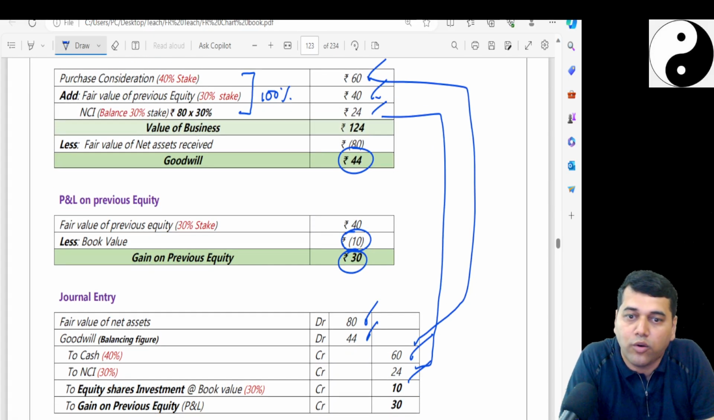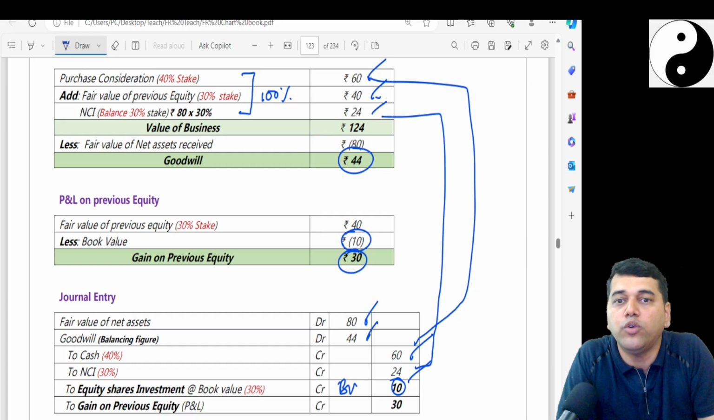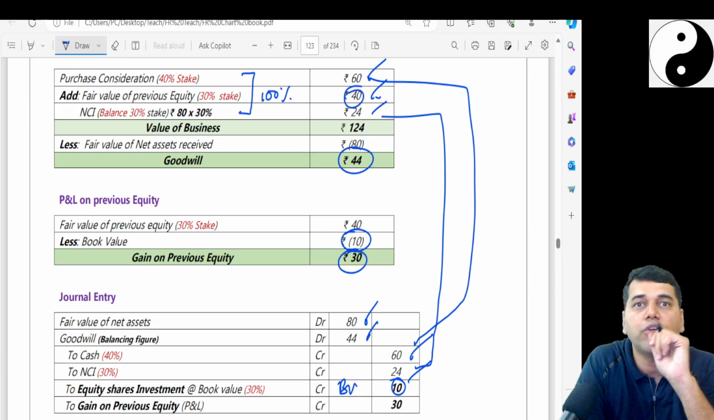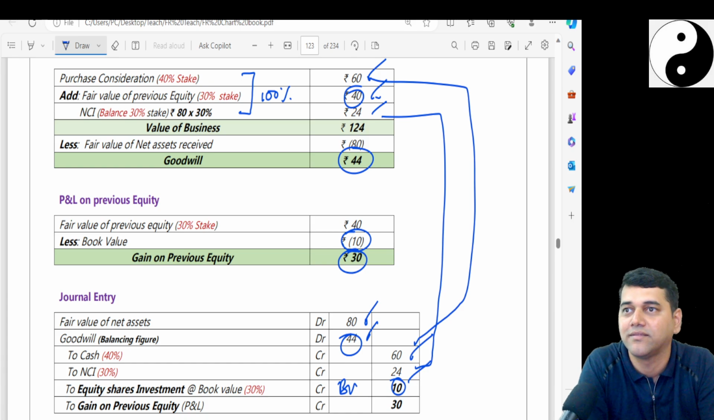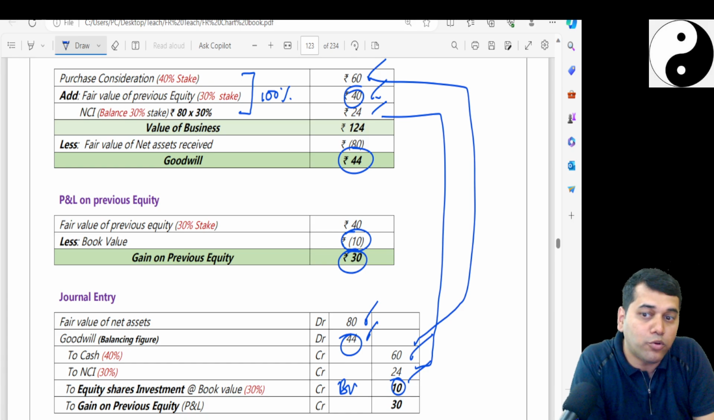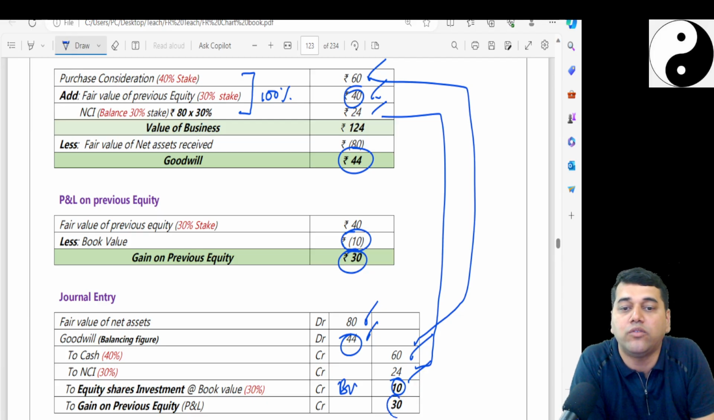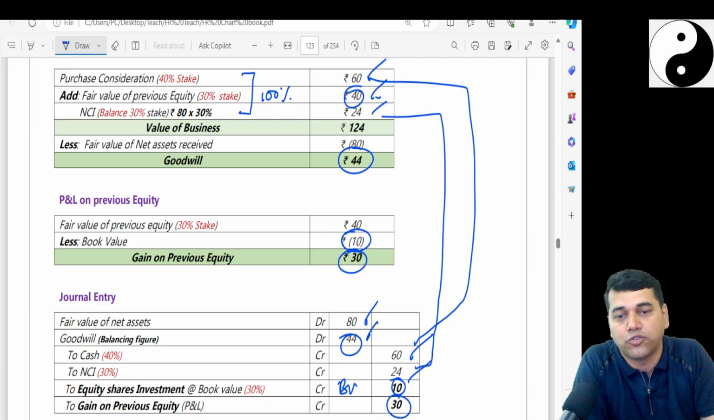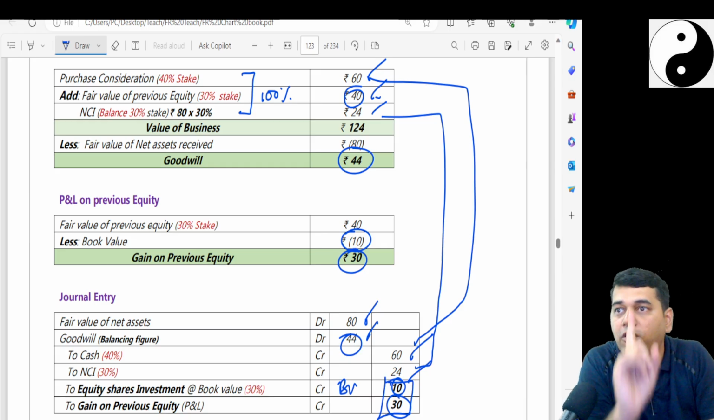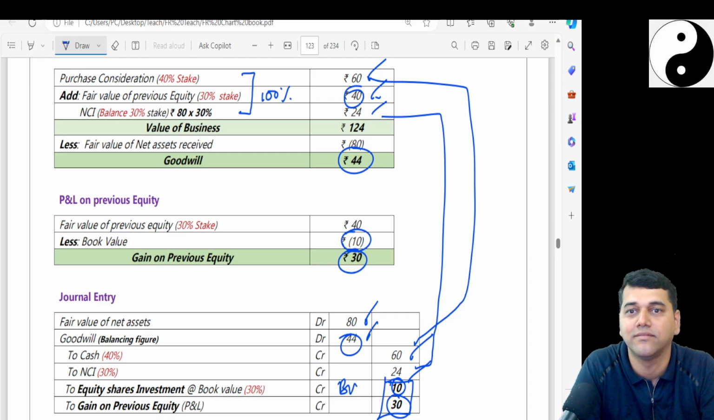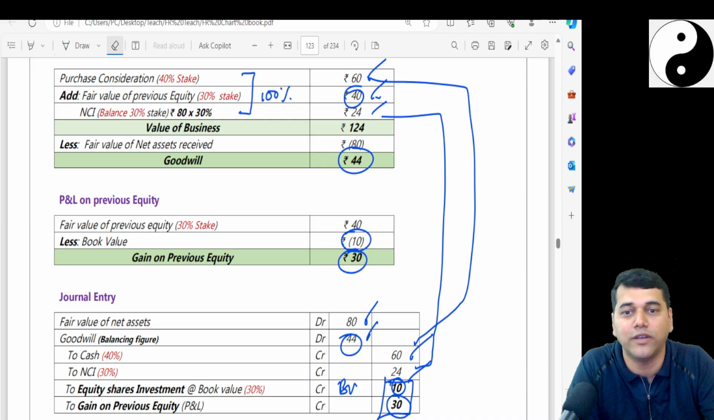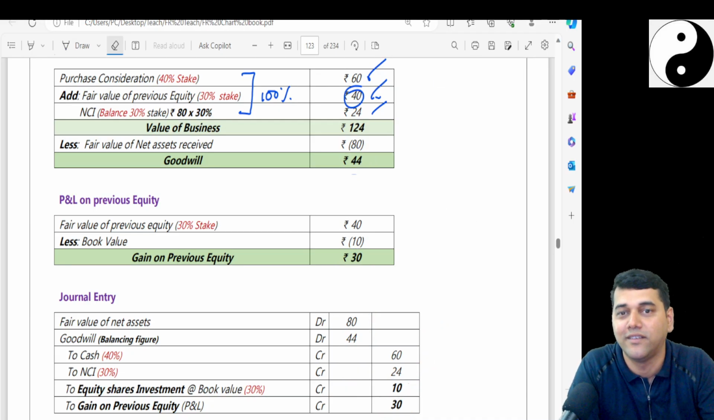See, now comes the difference. What goes out is your book value, 10. But what did you consider in your calculation? 40. Because of this, the goodwill has increased. That is why you have to recognize this gain to the P&L account, 30. So, these two things together will form 40. Have you understood this? Because next question the institute will ask you, please calculate the gain on step acquisition.